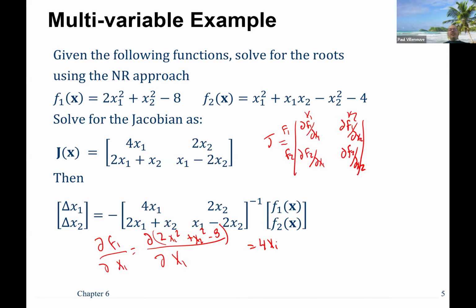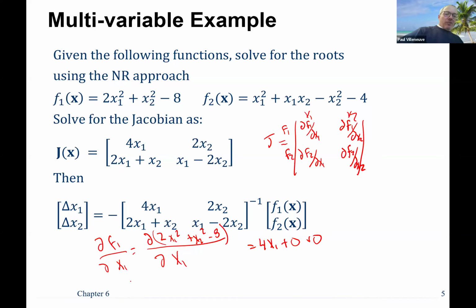The partial of x2 squared with respect to x1 is 0, right? There's no x1, so no matter how much I change x1, x2 squared doesn't change, does it? I can go from x1 to minus infinity to plus infinity, and x2 squared does not care at all. So that's why it's a 0. It doesn't change in any way, shape, or form. And then finally, minus 8 is a constant as well, so that becomes 0. So that's my first partial.